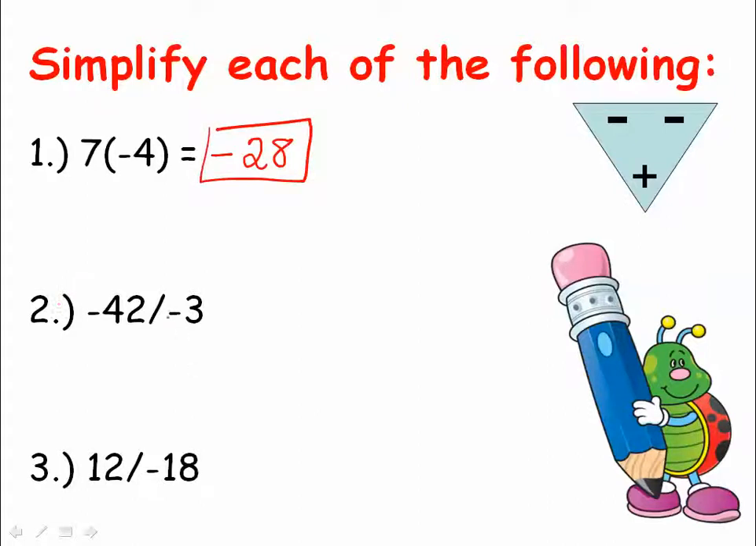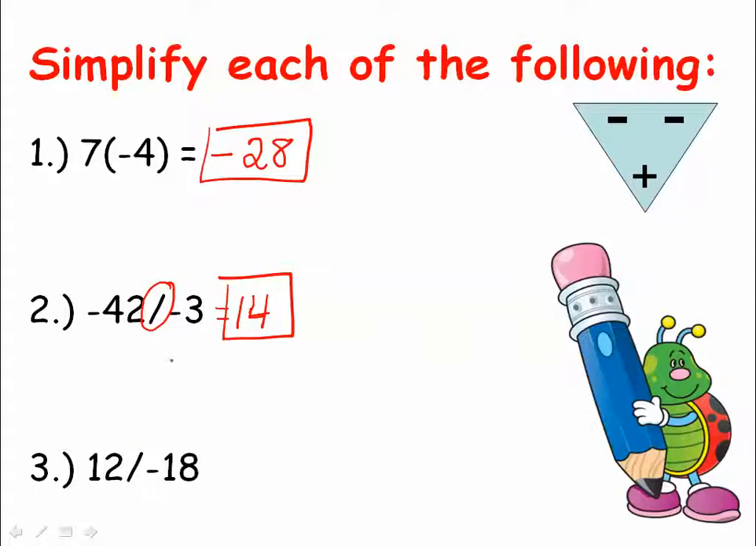In our second problem, notice we have a negative and a negative. Remember, the fraction is division, so we're really taking negative 42 and dividing it by negative 3. Two negatives make a positive, and 3 goes into 42 14 times, so our answer is positive 14.